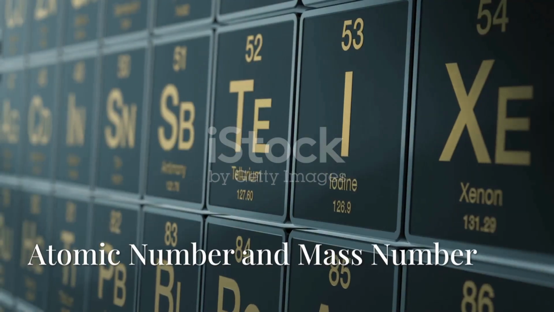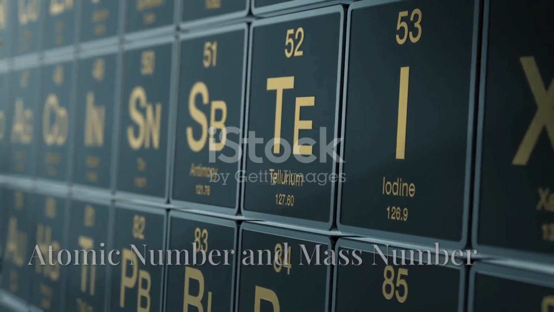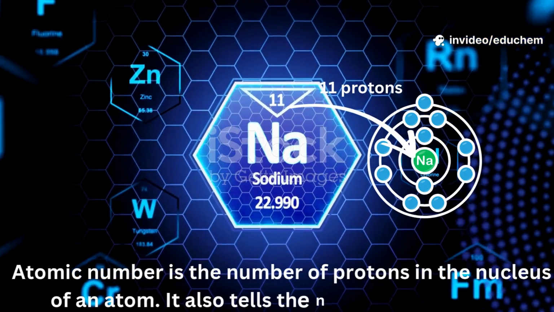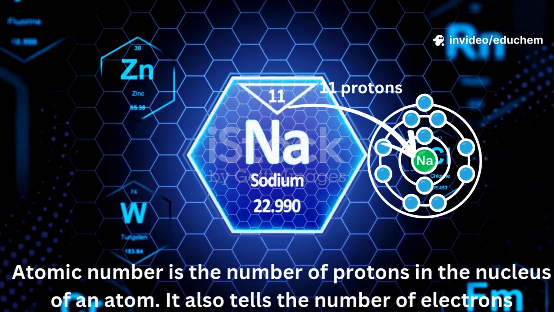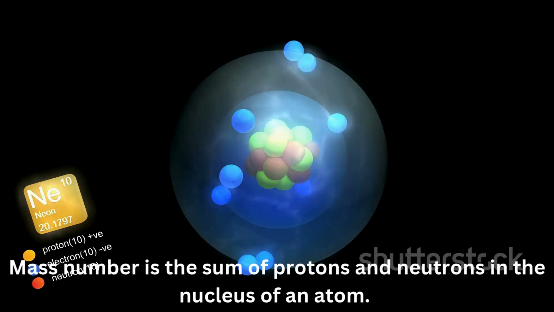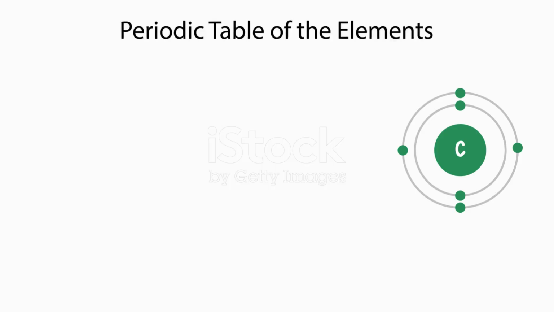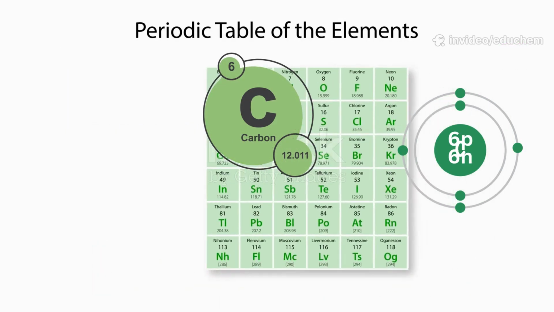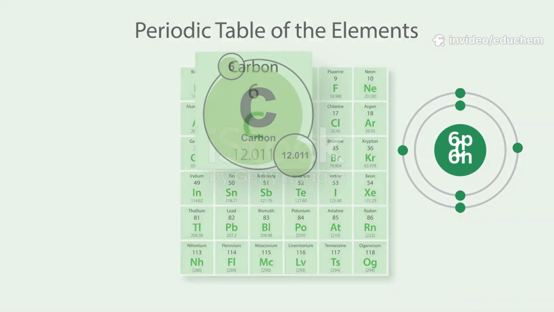Next up, atomic number and mass number. These numbers tell us a lot about an atom. Atomic number is the number of protons in an atom. It also equals the number of electrons in a neutral atom. Mass number is the total number of protons and neutrons in the nucleus. For example, carbon has 6 protons and 6 neutrons. Its atomic number is 6 and its mass number is 12.